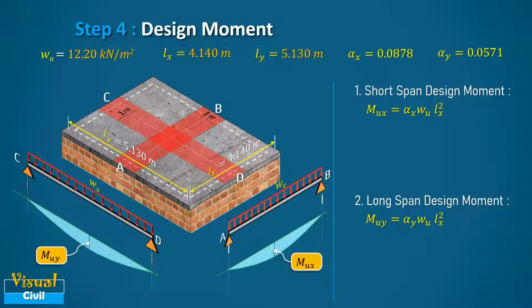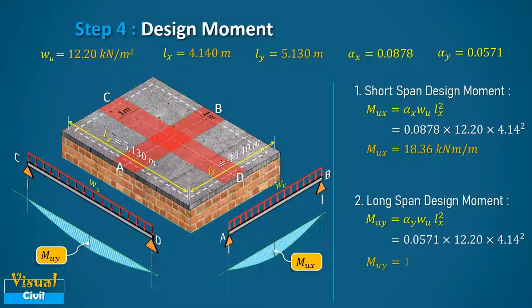After putting all the values required in design moment equation and solving, we get short span moment equal to 18.36 kilonewton meter and long span moment equal to 11.94 kilonewton meter.